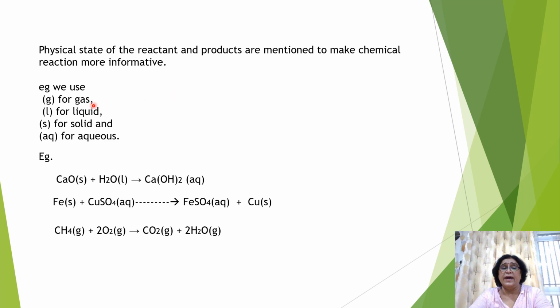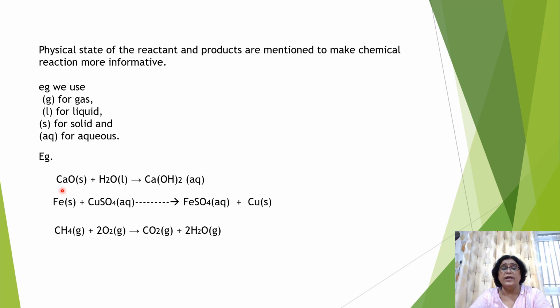Okay, so if it is a gas, it is represented by G. If it is a liquid, it is represented by L. If it is solid, it is represented by S. And if it is aqueous, means when it is dissolved in water to prepare a solution, it is represented in the form of AQ. So whether the reactant is in which state, if that is mentioned in a chemical equation, then it becomes more informative.